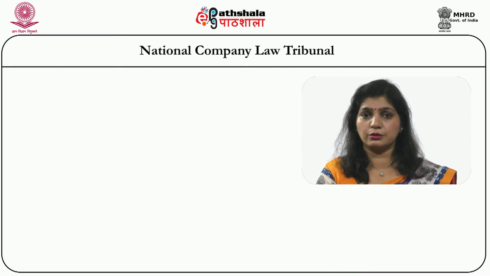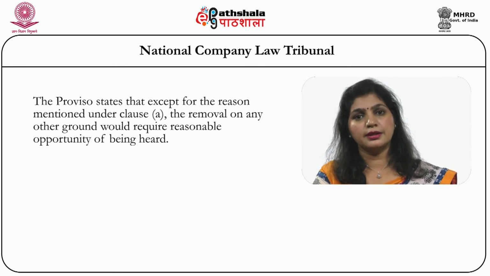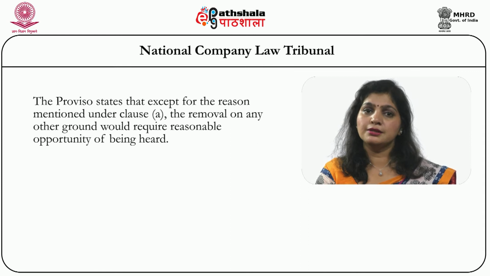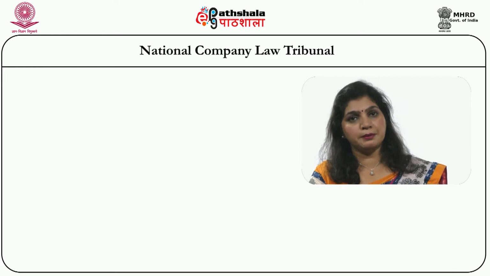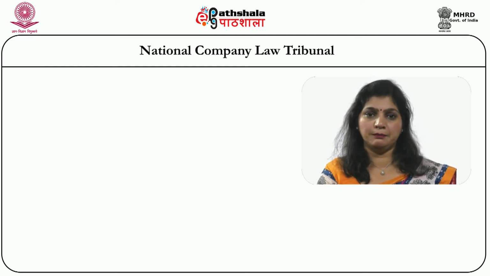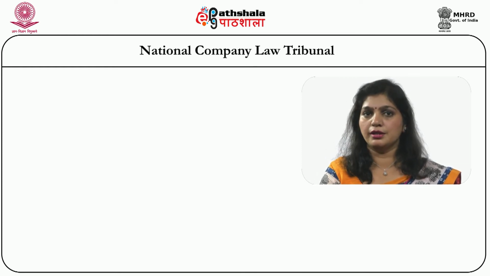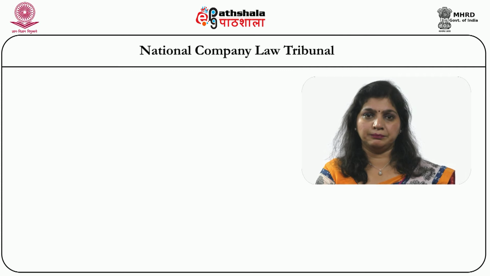Further, the proviso to the section is also there which states that except for the extra reason mentioned under clauses A, the removal on any other ground would require reasonable opportunity of being heard. A removal may be effected by the central government in case of proved misbehavior, or if the situation is of any incapacity where inquiry has been made by a judge of the Supreme Court. Such person must have been informed of the charges against him, and he should be given a reasonable opportunity of being heard in accordance with the principles of natural justice, although he may be suspended during the period of inquiry.